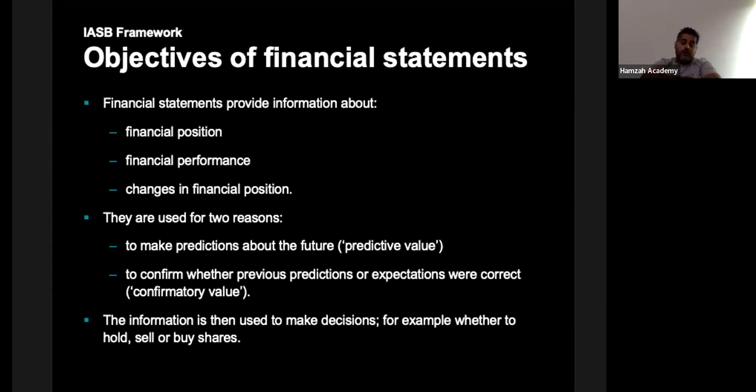Financial statements are also used to help users make decisions. For example, they may be used by a shareholder to decide whether to continue to hold his shares in the company or whether to sell them. This is something very common. So the financial statements, in some way, cater to every stakeholder, and every stakeholder gets a benefit from that.